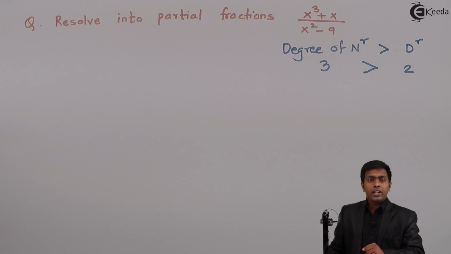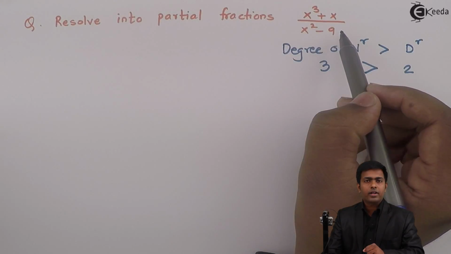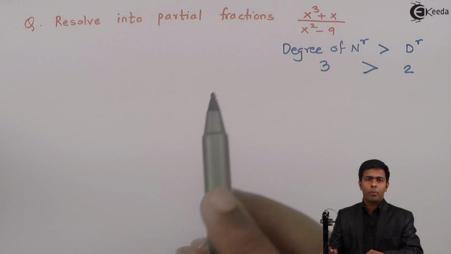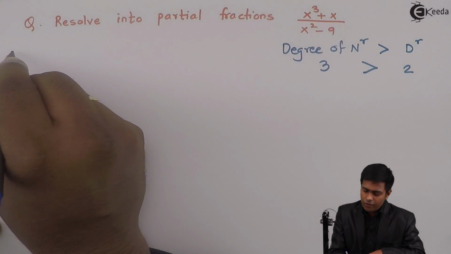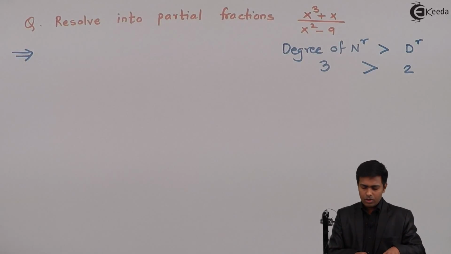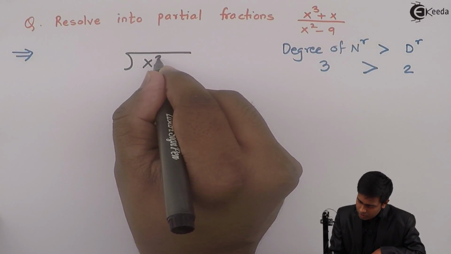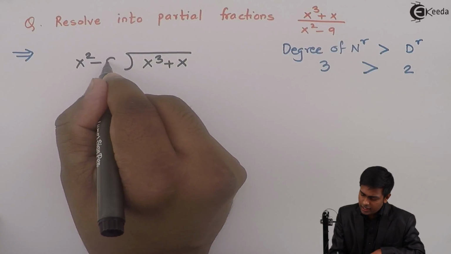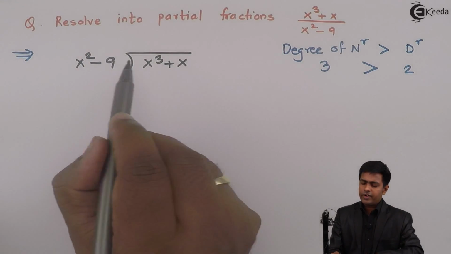So for that we will perform the method of division, and by dividing the numerator with the polynomial in the denominator, we will convert that fraction into a proper fraction, and then we will perform the partial fraction. So here first of all I will perform the division. Here x cube plus x is the dividend, then x square minus 9 is the divisor. So we will divide this dividend with the divisor.